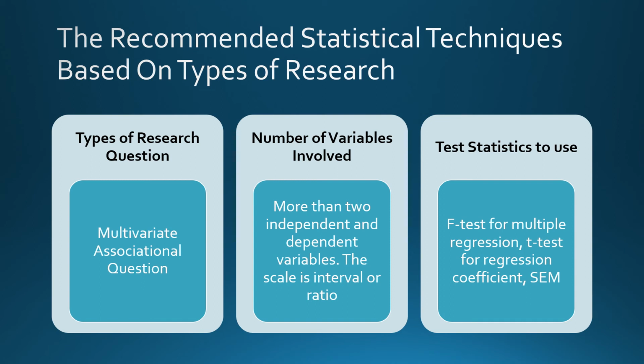Types of research question. Multivariate associational question. Number of variables involved. More than 2 independent and dependent variables. The scale is interval or ratio. Test statistics to use. F-test for multiple regression, T-test for regression coefficient, SEM.